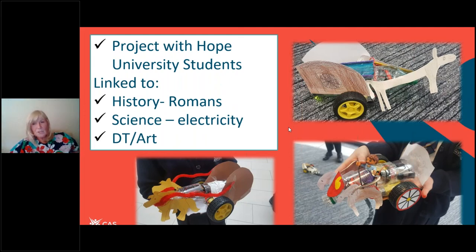I just gave them a box full of materials and said, here's what you do. This is how you make the buggy go. Now it's up to you. I want you to design a Roman chariot. I want you to add horses. I want you to have people on the top. Off you go. Then their creativity comes into play, because I don't like giving children ready-made things.